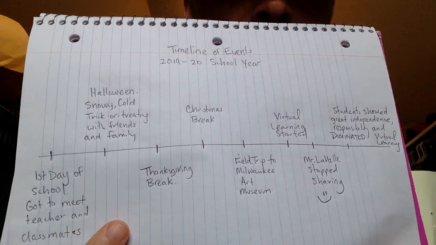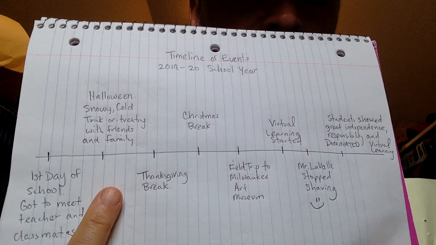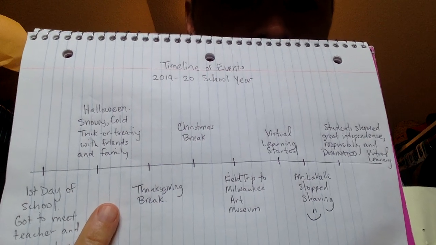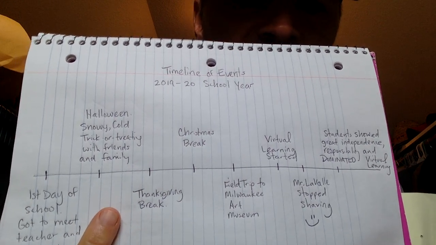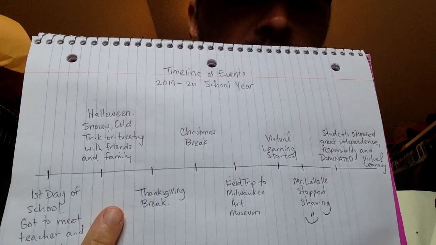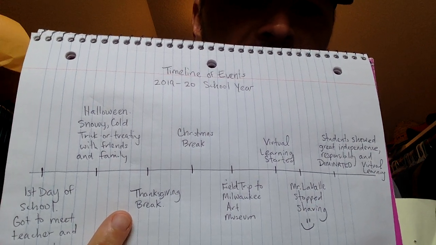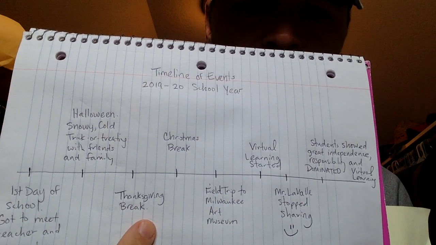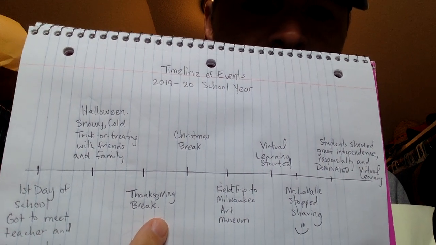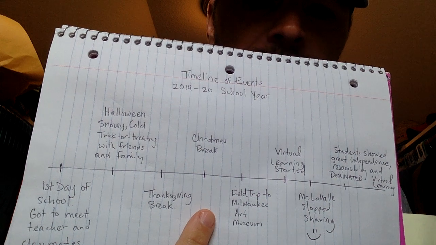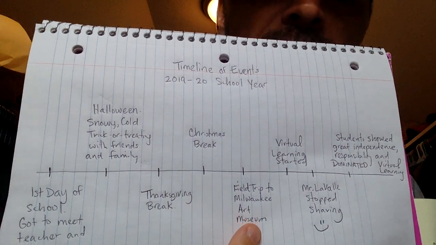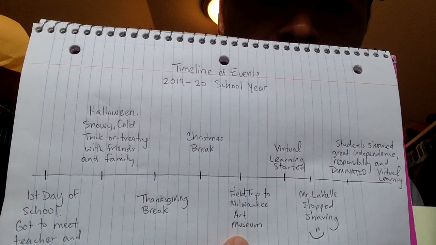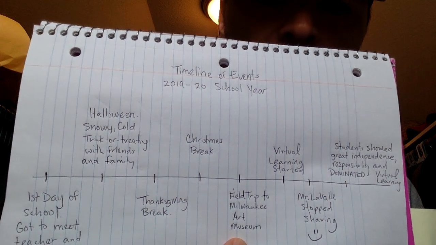And then as we moved forward, the next event that happened in the school year was Halloween, kind of a bigger event. It was, if you guys remember, a snowy, cold trick-or-treating with friends and family. It felt more like December than it did Halloween, but that was the next big event that happened in the school year. Then as we move forward, we took a little break around Thanksgiving. Next in order of the school year was a Christmas break. Came back from Christmas break, had a chance to go on a field trip to the art museum. That was the next thing that happened, again in order, and timelines tell events that happen in order.